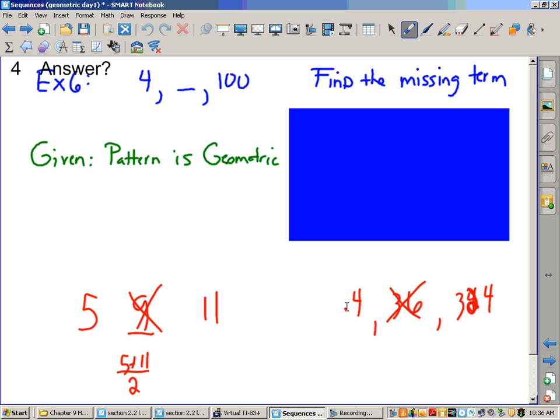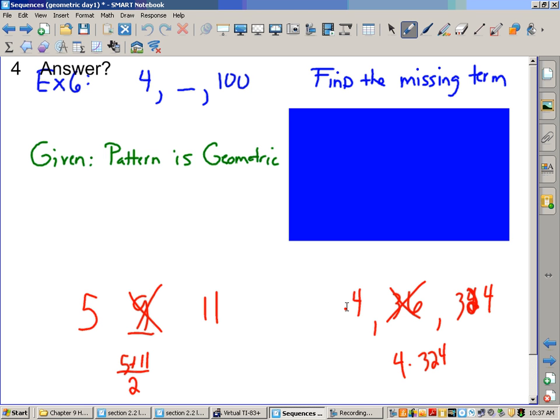Are you going to take 4 plus 324? No. Well, that wouldn't be geometric. What do you do when something's geometric? Multiply. So 4 times 324. Well, 4 times 324, what do you do now? Divide by 2? I don't think divide by 2 is going to give us 36. What is the inverse of something that's exponential?